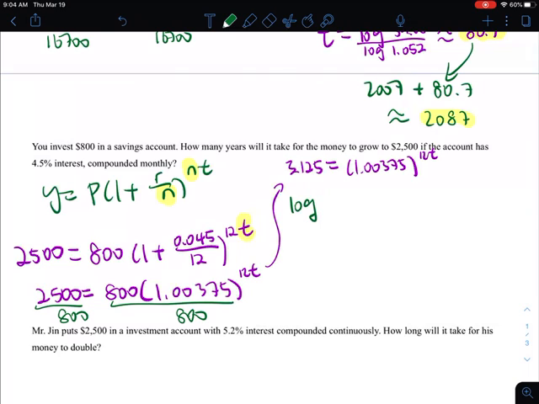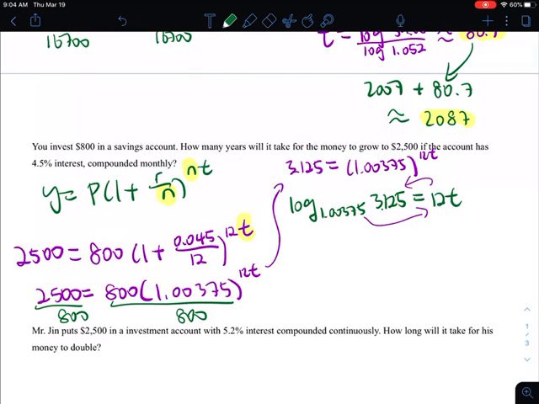So let's go ahead and convert it into log form. So I'm going to have log base 1.00375 of 3.125 is equal to 12t. Again, double check with our circle method. That looks good. 1.00375 to the power of 12t is 3.125.